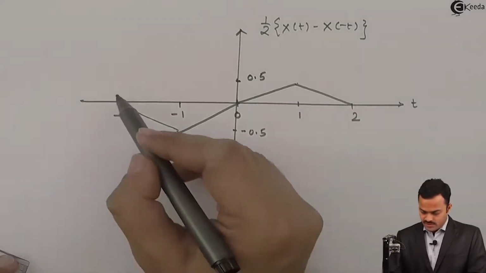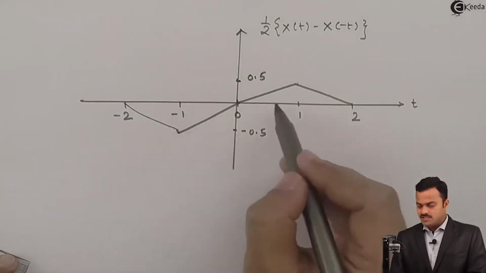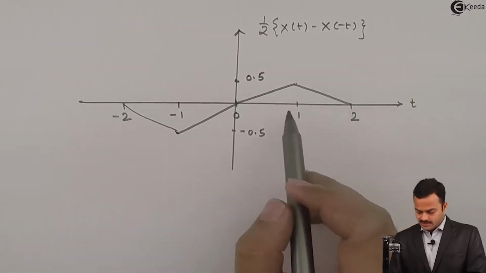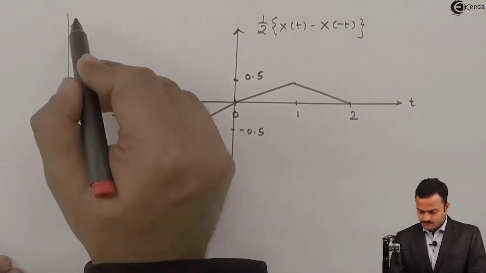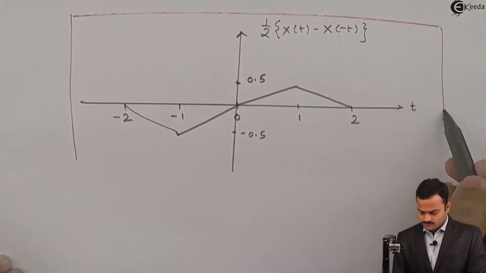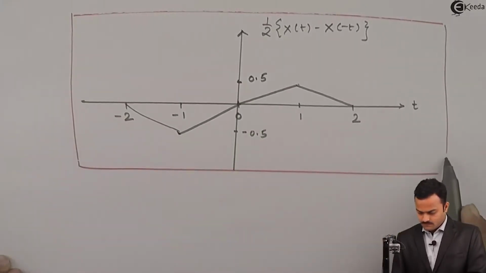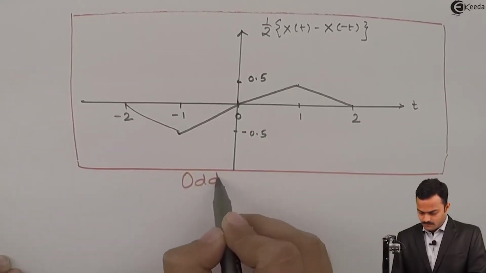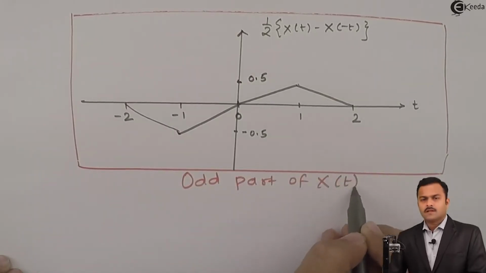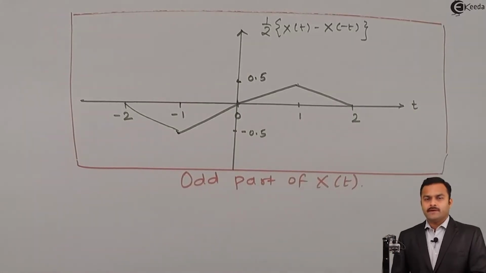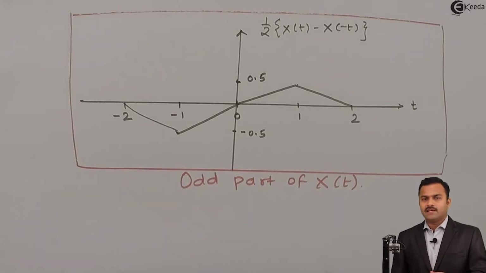So it's passing through origin. At the same time, the mirror image is negative of the original signal. I can say this is odd part of x of t. So here we have seen from the given equations how to plot x of t, and once that plot is ready, we can find out even and odd parts of a signal x of t. Thank you.